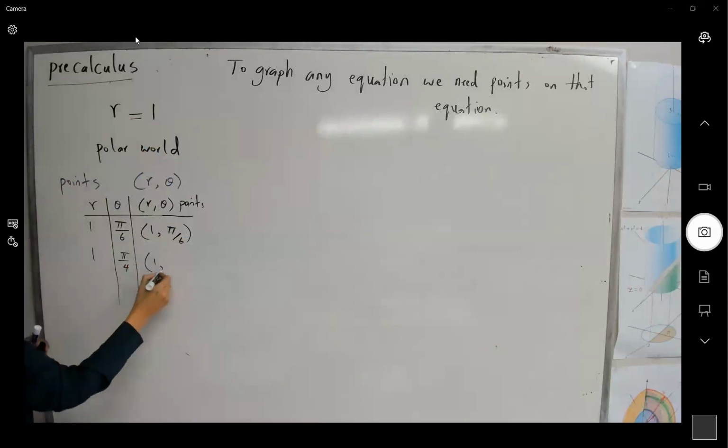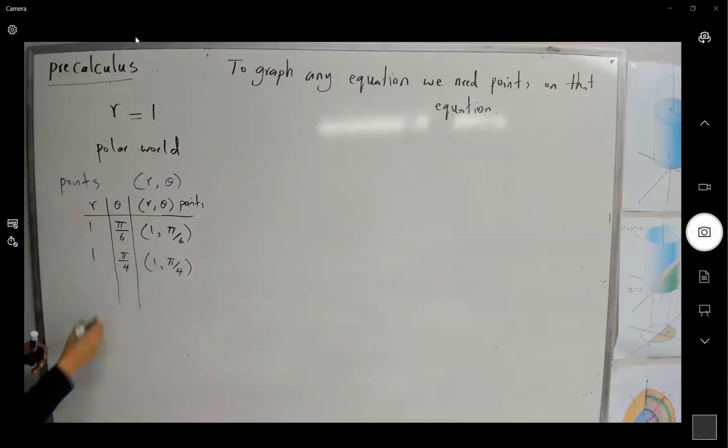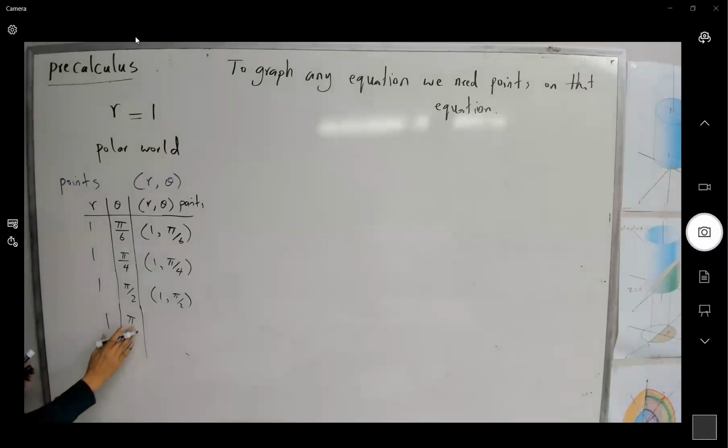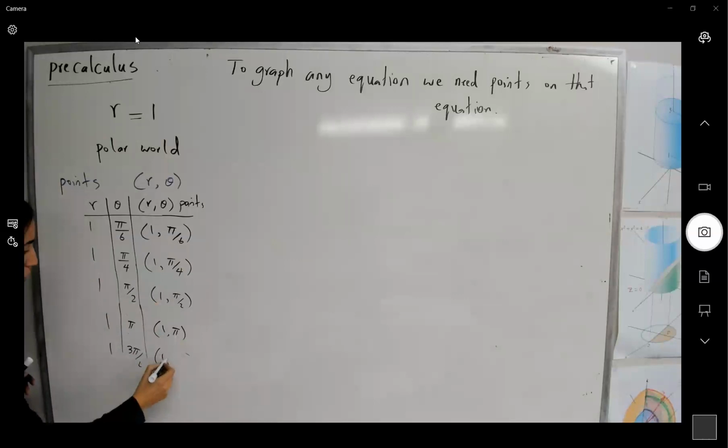So the second point, 1 and pi over 4. r is 1, pi over 2: 1 and pi over 2. The next point, 1 and, let's just write pi. 1 and pi. Next point, 1 and 3 pi over 2. Next point, 1 and 2 pi. Guys, you cannot change your r. r is fixed, r is 1.